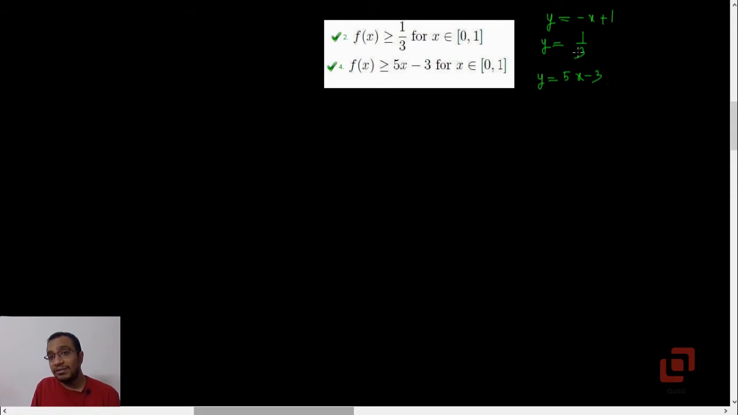Now if we plot these lines or portions of these lines, whenever x belongs to the closed interval 0 to 1, we get a very interesting result. And that result is that these three lines are concurrent.